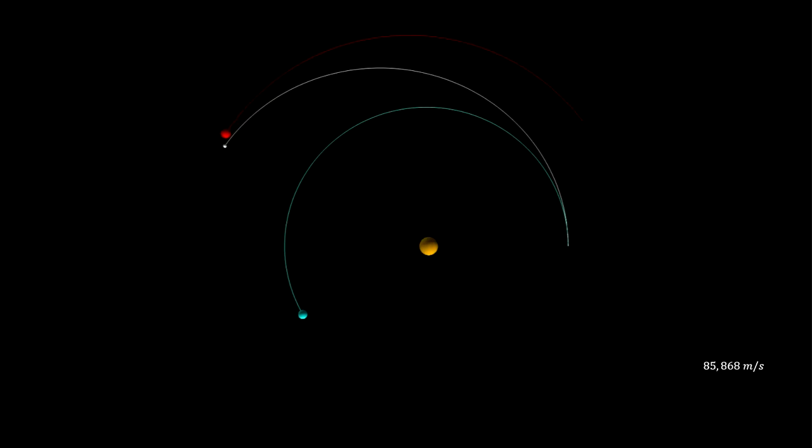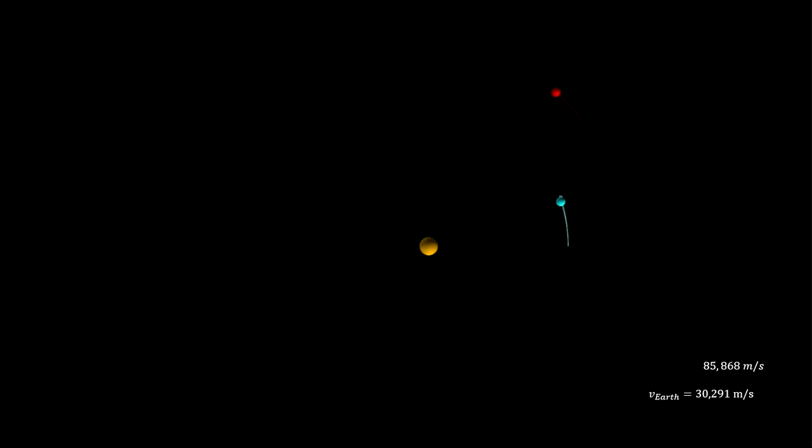This requires an initial speed of 85,868 meters per second in order to get to the 33,689 meters per second. The velocity of the Earth is 30,291 meters per second. The difference is 55,577 meters per second. That's more than the 11,200 meters per second Earth escape velocity, so we know the probe will overcome Earth's gravity. The solar escape velocity is 617,500 meters per second. 33,689 meters per second is not enough to escape the gravitational pull of the Sun. So we know this results in a solar elliptical orbit.